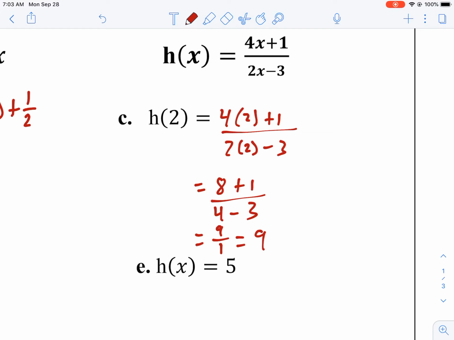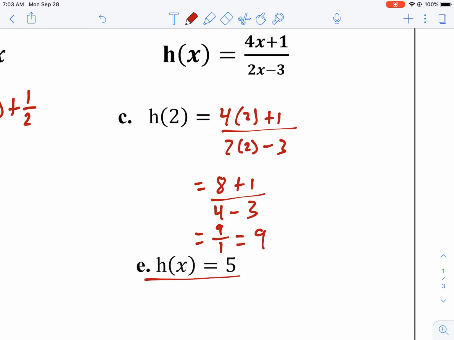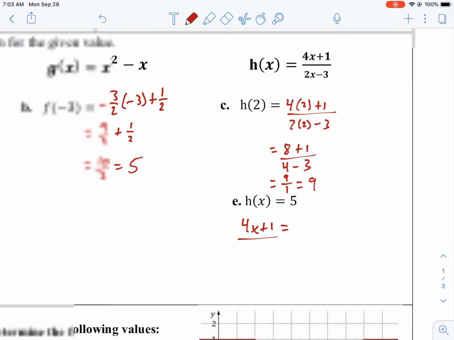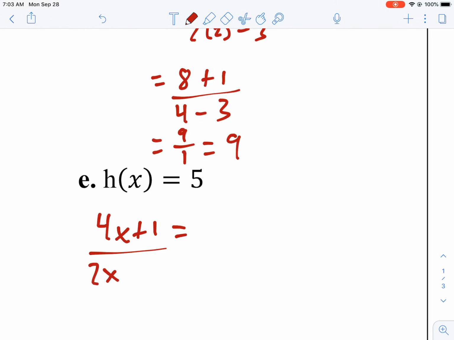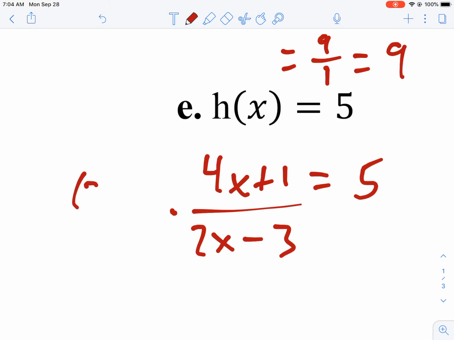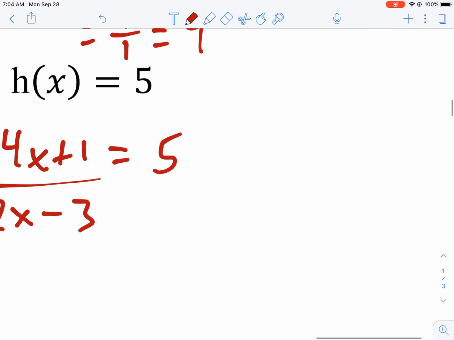For h, we do the same thing, all right? We're going to take our equation, set it equal to 5, because it's telling us 5 is the output. So we've got 4x plus 1 over 2x minus 3 equals 5. So in order to start solving, we're going to multiply by 2x minus 3 on both sides. That's what's on the bottom of our fraction.